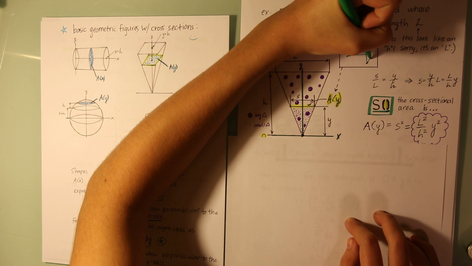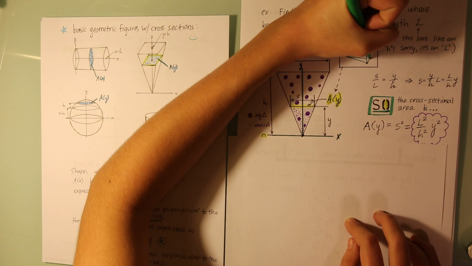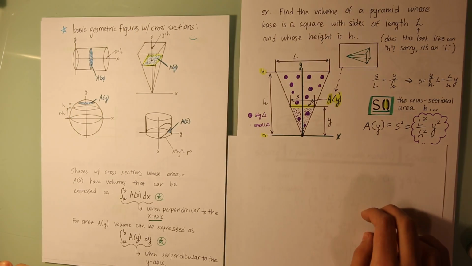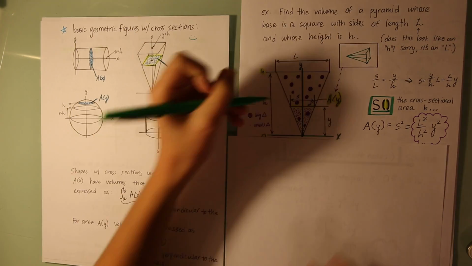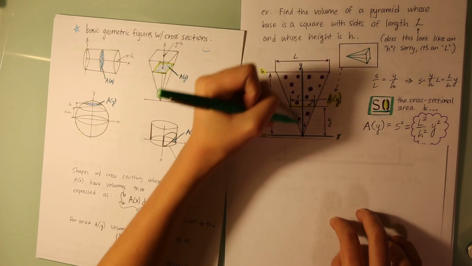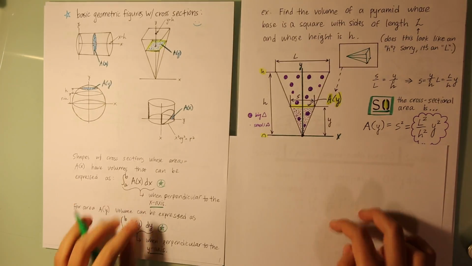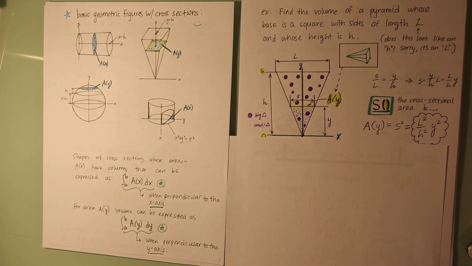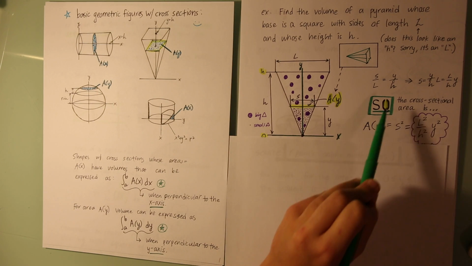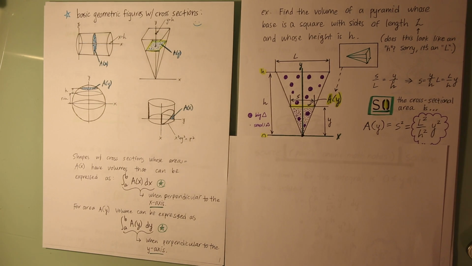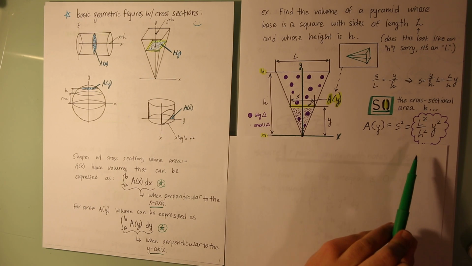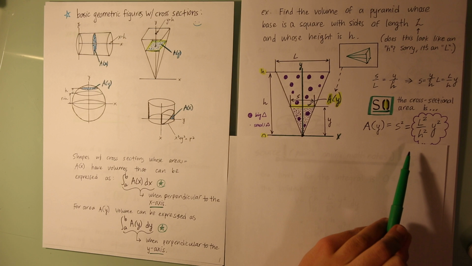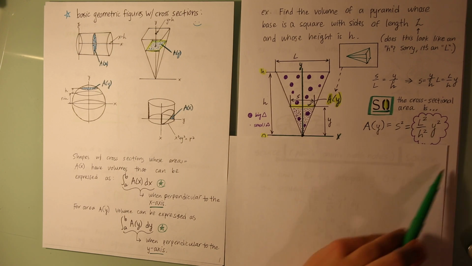If we look at the pyramid directly from the front, we'll see that we have two similar triangles, and we know that the ratio of any two sides of similar triangles must be equal. So therefore, s over L equals y over h, meaning s equals L over h times y. So, the cross-sectional area is s squared. We're dealing with squares, aka L squared over h squared times y squared.